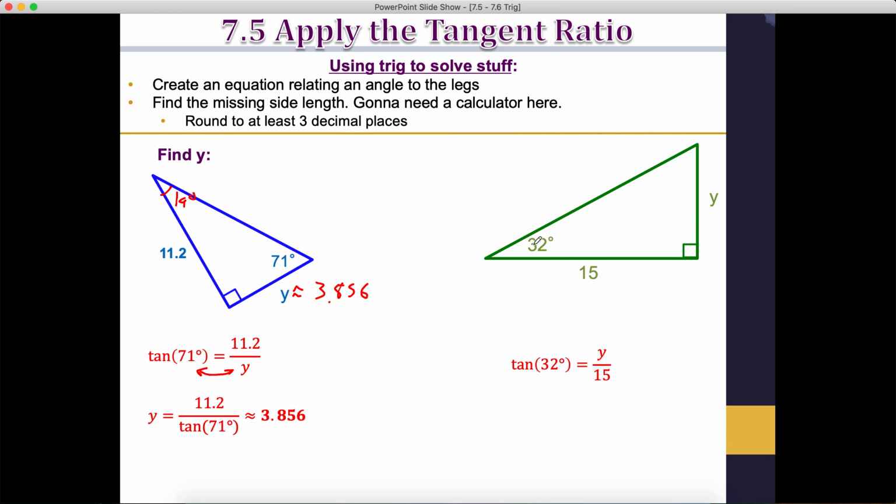Same thing on the right side. If I want to set it up, I could do tangent of 32 equals y over 15. That's, again, relative to this angle, opposite over adjacent. And we end up getting, as a final answer, 9.373. Cool.